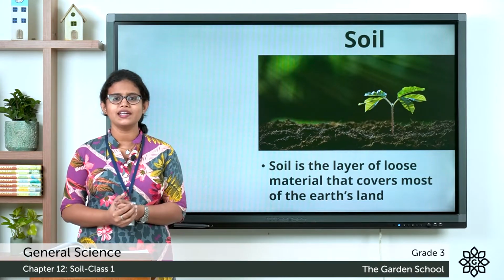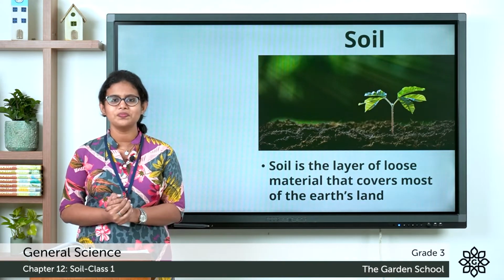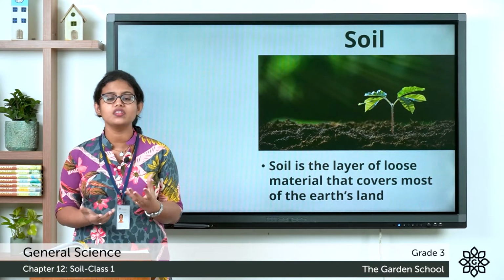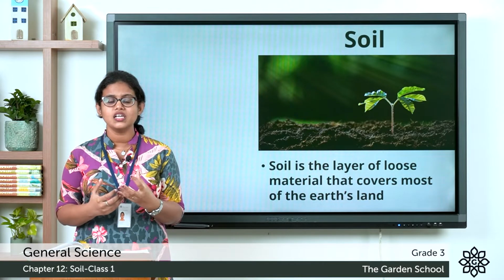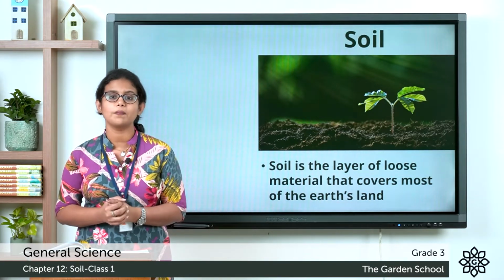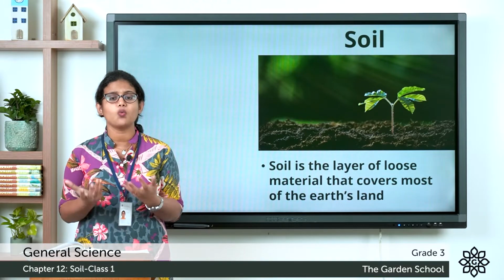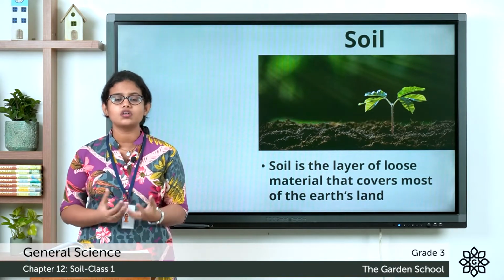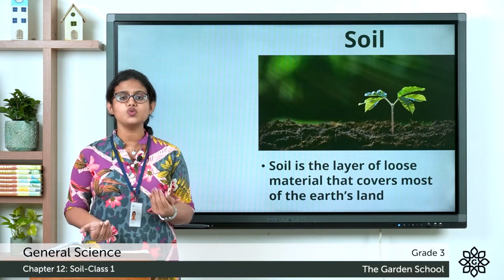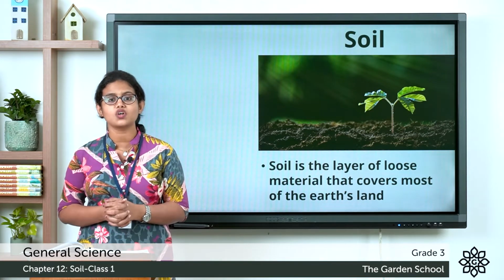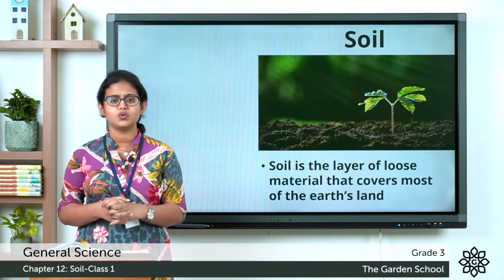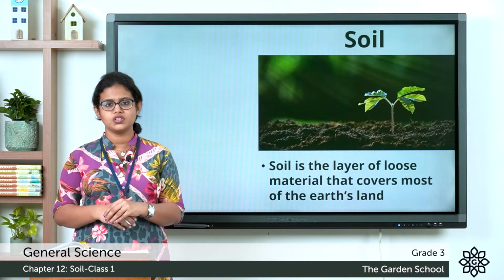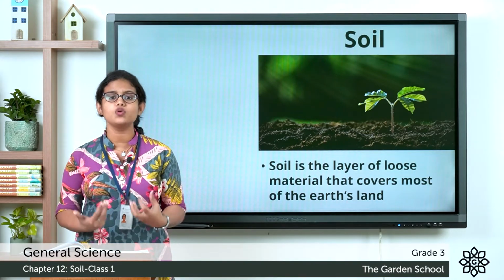So why do we say soil is our life support system? There is a reason for that. Where do plants grow? Plants grow in the soil, and the soil supports the roots of a plant. Plants need water and nutrients, right? And the soil provides them water and nutrients to grow. We human beings depend on plants for our food. What about animals? Animals also depend on plants for food. So, it is a life support system.